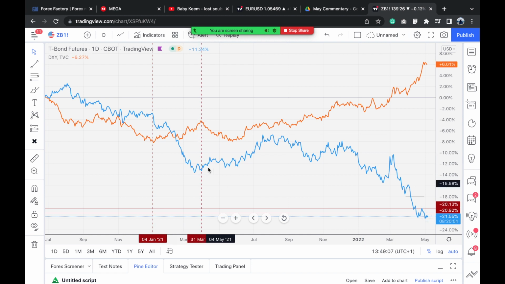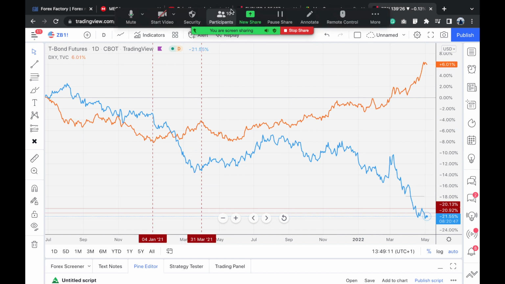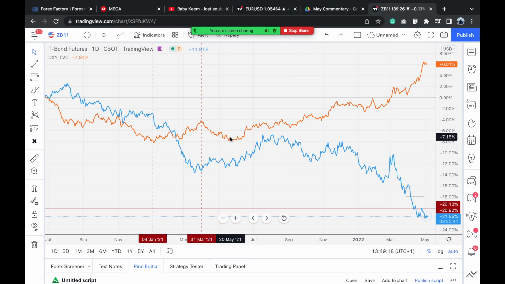When the bond prices make a low, the dollar makes a short-term high. Look at this. All right. When bond prices make a low, the dollar makes a short-term high. But I want to teach you something, and I want you guys to listen very closely. The dollar makes a short-term high and then starts to retrace back into its overall price range. As the dollar is retracing, interest rate is rallying. It's rallying. Now there's a little bit of a lag time here.